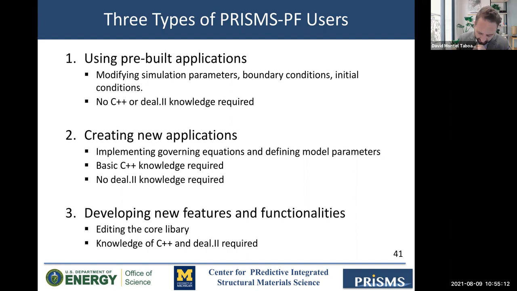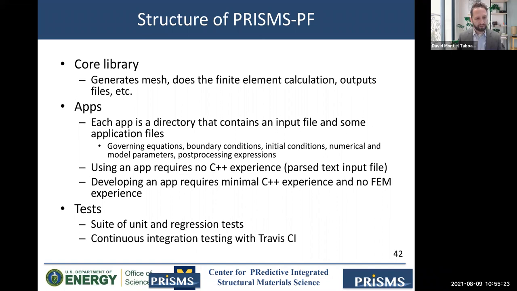But actually, I have mentioned here the core library and the applications, and that brings me to the next slide, which is the structure of the code. The structure of PRISMS-PF is that it contains a core library, which is the section where all the finite element calculations, all the background work, is done: updating all the equations, generating output files, reading the boundary conditions, the adaptive mesh, everything is done in the background. And then you only need to compile this library once, and then you forget about it.